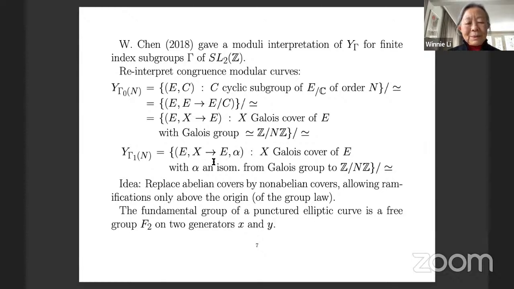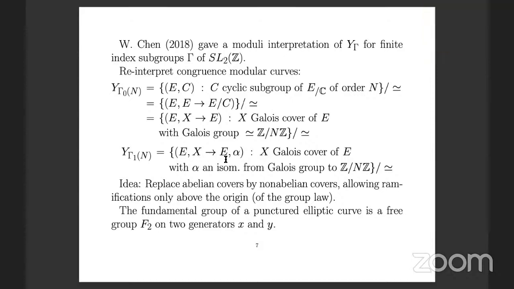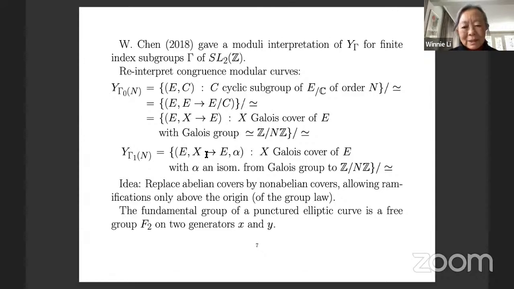So after reinterpreting the classical modular curve over the congruence subgroups this way, his idea is that instead of this abelian cover, we can replace it by non-abelian covers. Okay, and as such, it will have ramification. Then he says to restrict the ramification to be only above the origin of the elliptic curve.